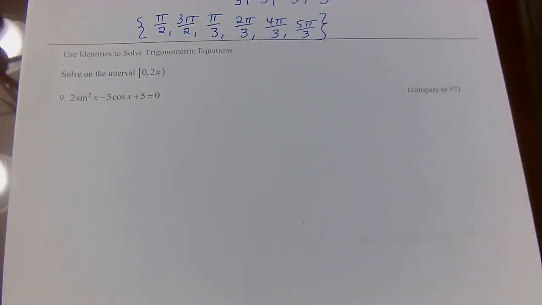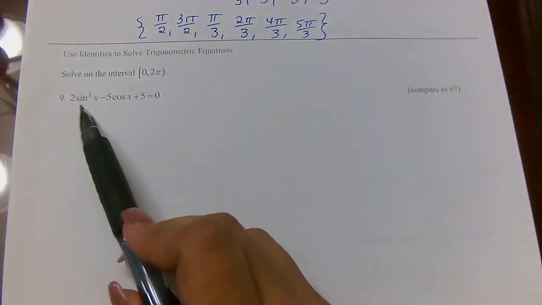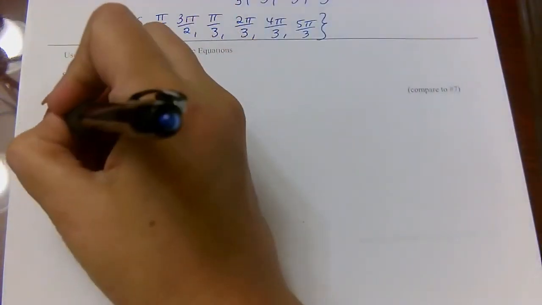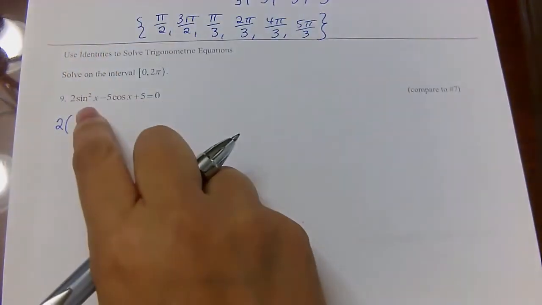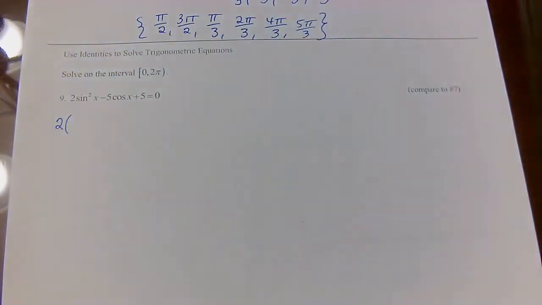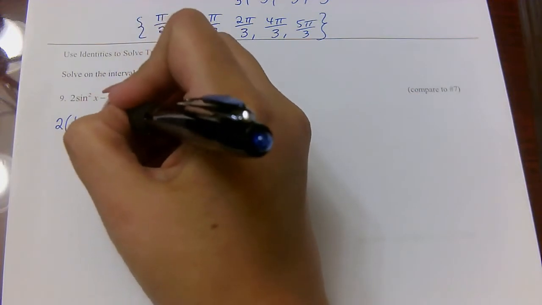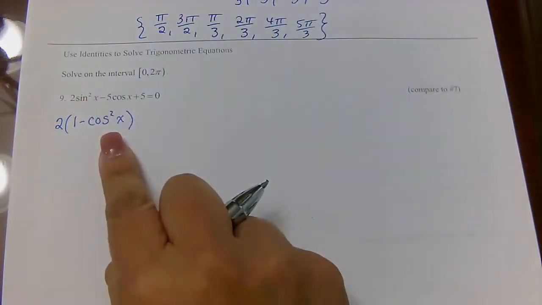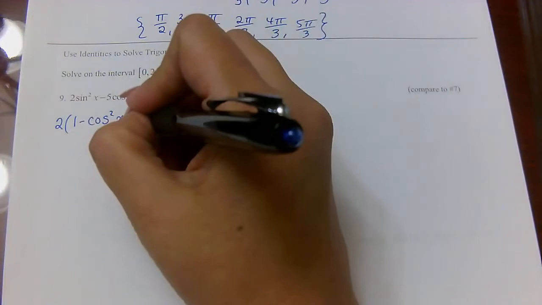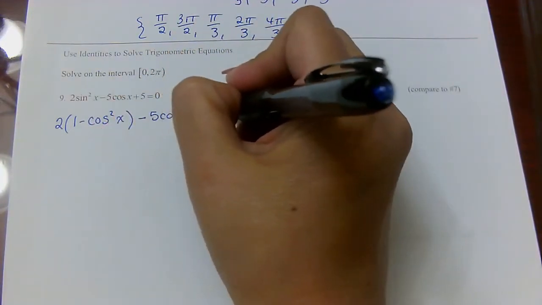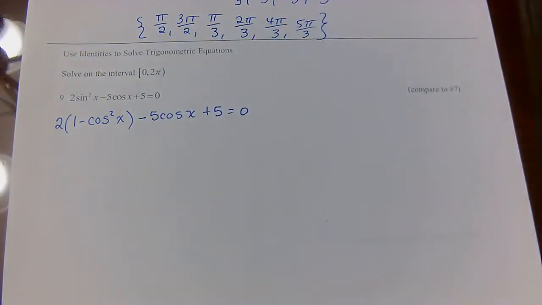So the first thing that I'm going to do is convert our sine to cosine. So I'm going to do it like this. I'm going to say 2 parentheses. What is sine squared equal to? Well, if you remember your Pythagorean identities, you can say sine squared is equal to 1 minus cosine squared x. Okay? Then I'm going to bring everything else down. Minus 5 cosine x plus 5 is equal to 0.